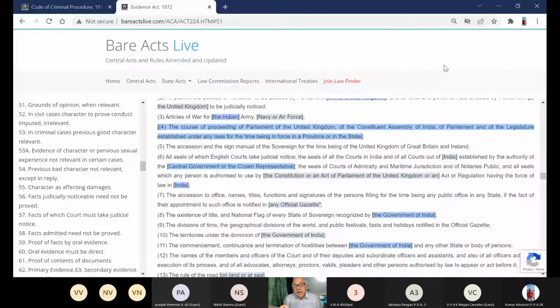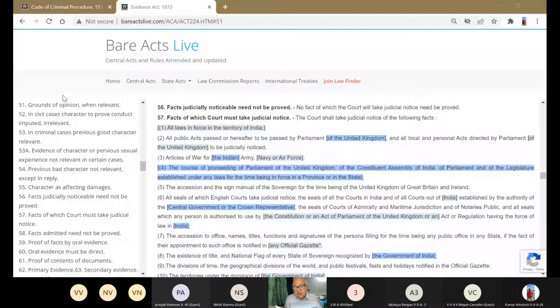The Rajas and Maharajas who were holding territories prior to partition: the Government of India, by notification in the official gazette, accession took place. So the court will take judicial notice of that. Number 5, the accession and sign manual of the sovereign of the time, being the UK, Great Britain and Ireland. So at the relevant time, the court will take into consideration and judicial notice on account of the East India Company, prior to the partition of India, prior to the Independence Act, and after the Government of India Act 1935. The accession and sign manual of the sovereign of the time, UK, Great Britain and Ireland, were in force and prevailing in India. So the court will take judicial notice.